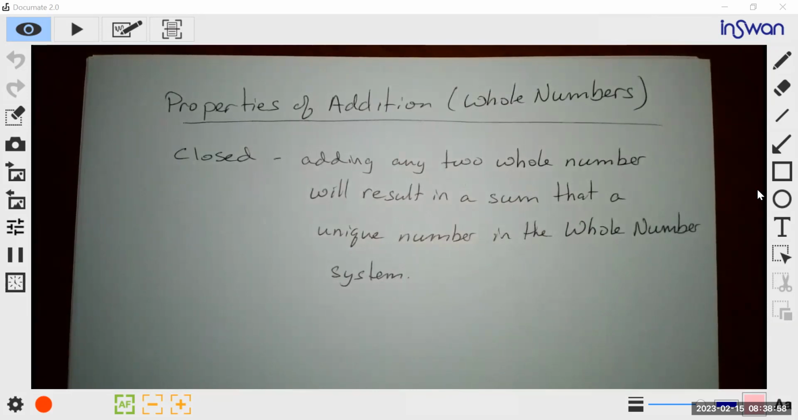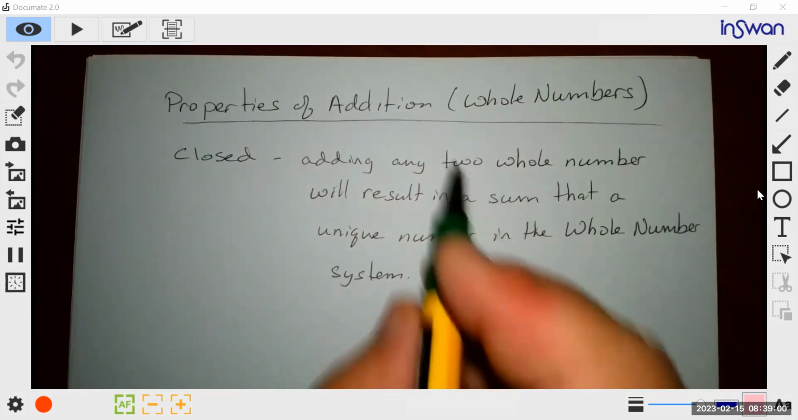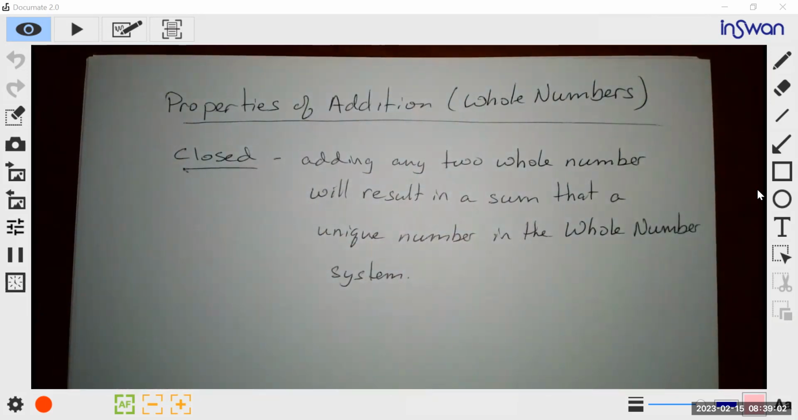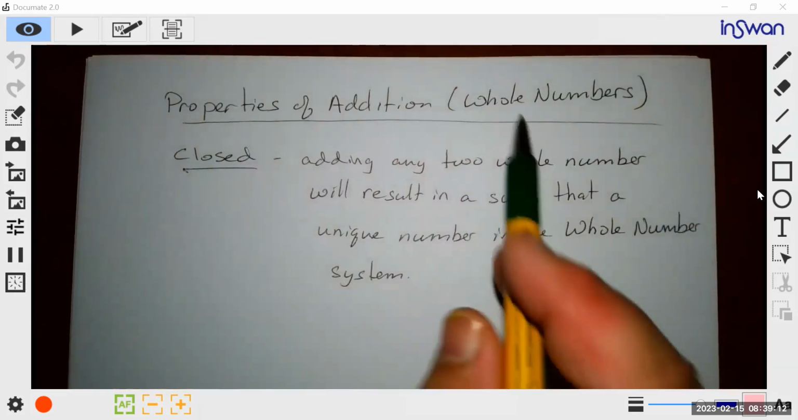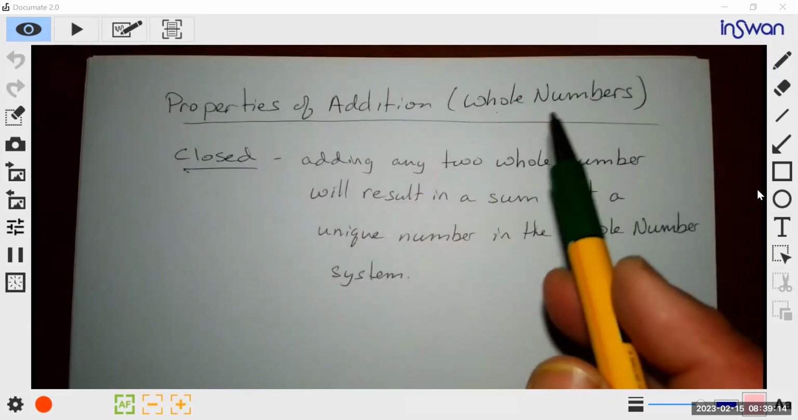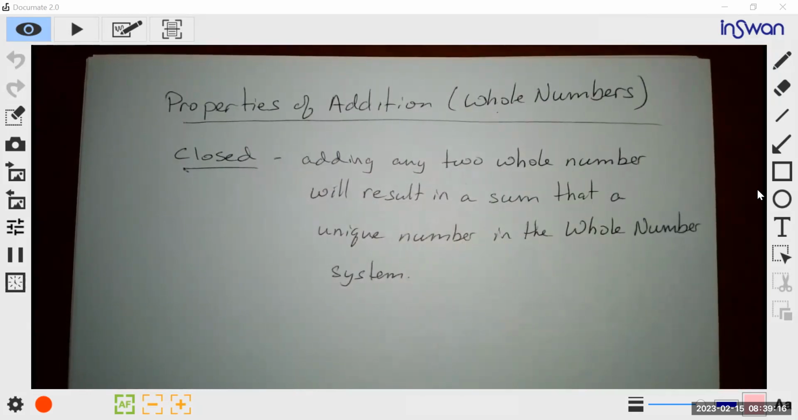So what does that mean? If it's closed, and if I add two whole numbers together, will it give me a decimal? No. Are decimals in whole numbers? No. So that's what closure means. If I add two numbers that are whole, the answer is going to give me a whole number. That's all it tells us.